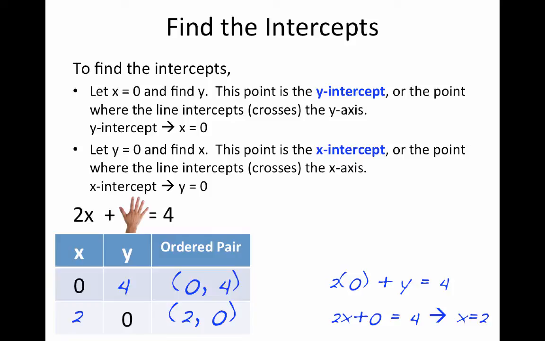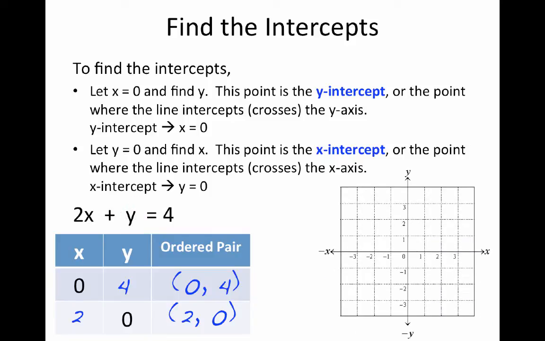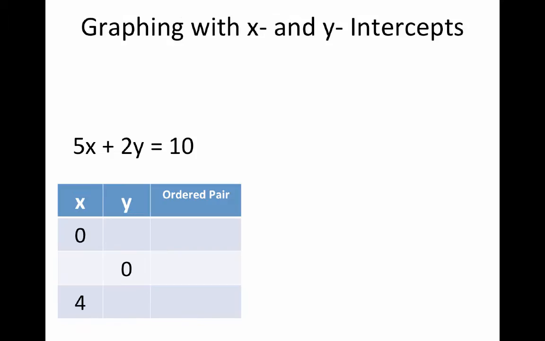We have two ordered pairs. We can graph the line. We can plot x is 0, y is 4, and x is 2, y is 0. Notice that those points fall on the y-axis and the x-axis. They are the x and y intercepts, but we can use those 2 points to draw the line. Any point on this line is a solution to the equation 2x plus y is equal to 4.